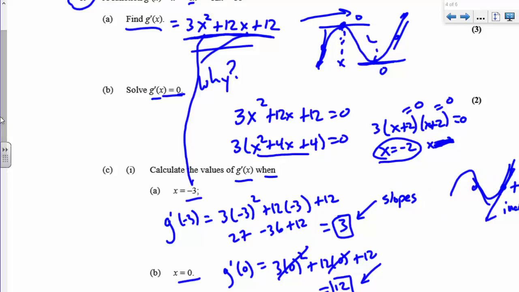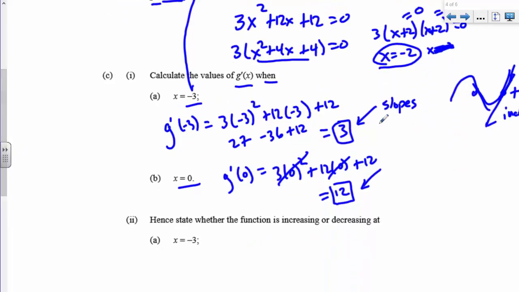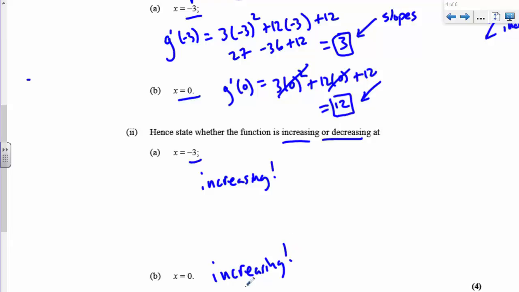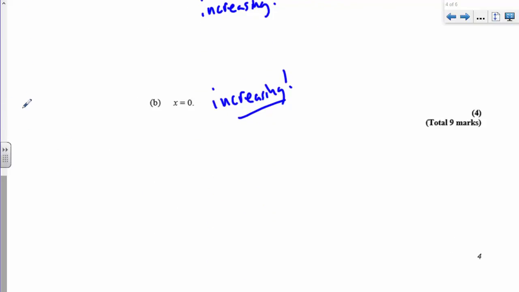So these are both positive, because my answers are 3 and 12, and they're going to ask me what this graph is doing. Well, at -3, because the slope of the tangent line there is positive, this graph is increasing. They simply want me to tell you if it's increasing or decreasing. At x equals 0, the slope is 12, which is also positive, so it's increasing there too. It's increasing for both spots. That's all it is for that question, not much to it. Let's move on.